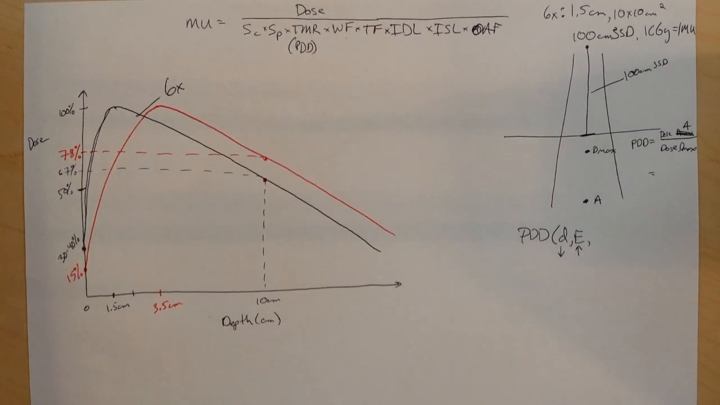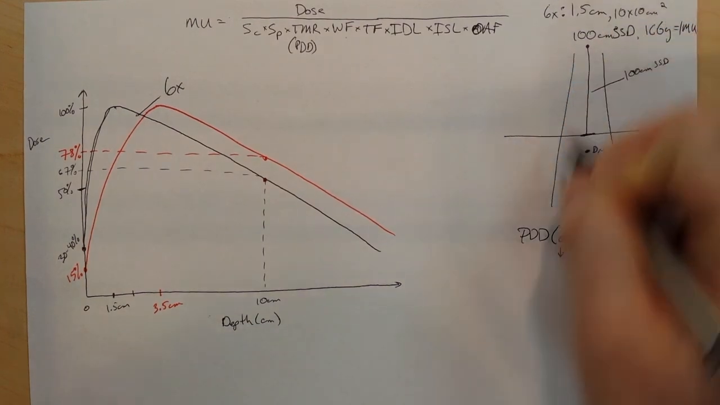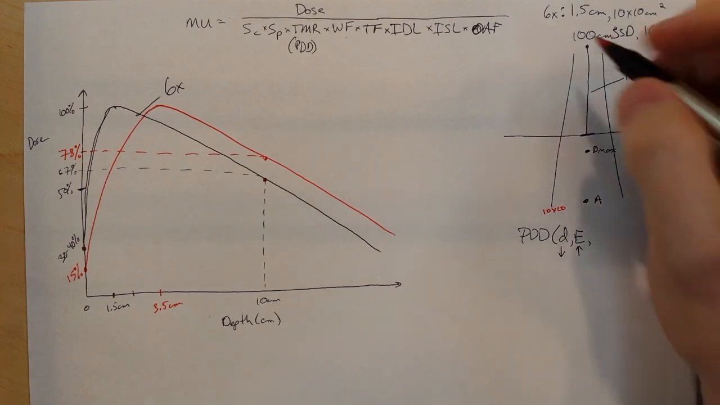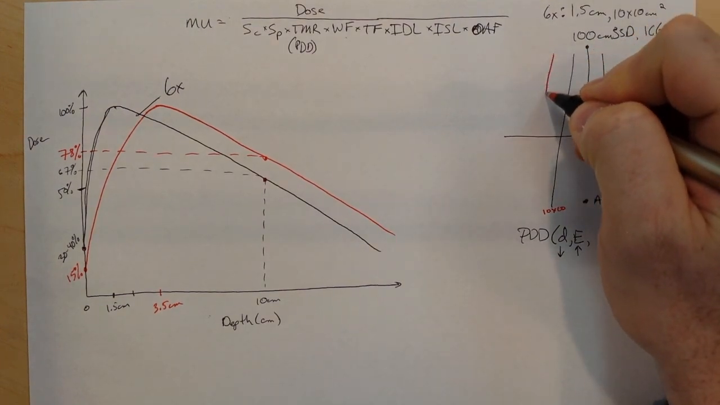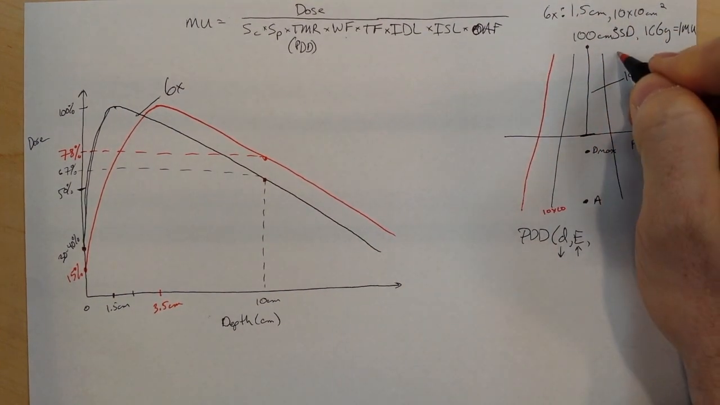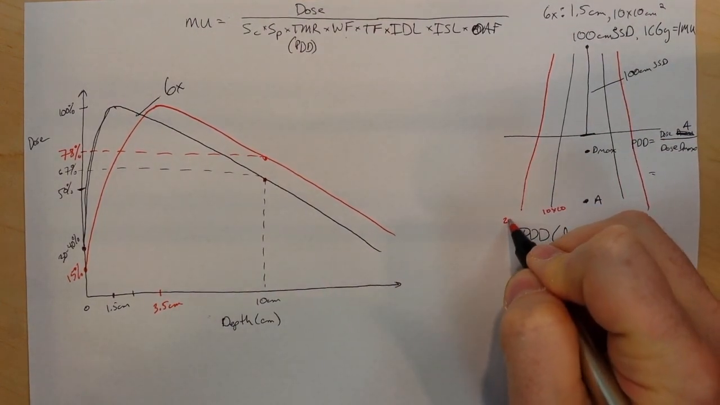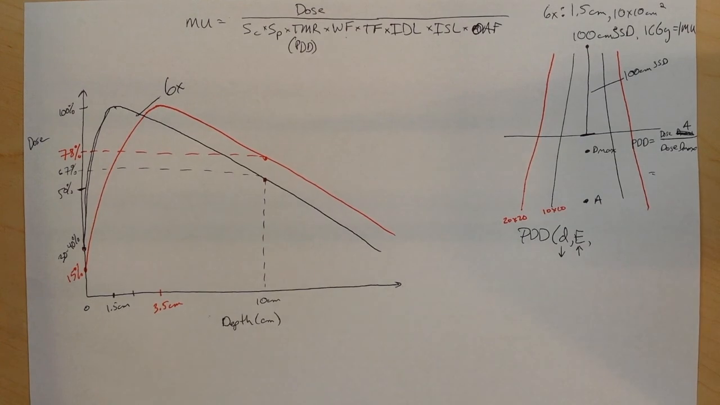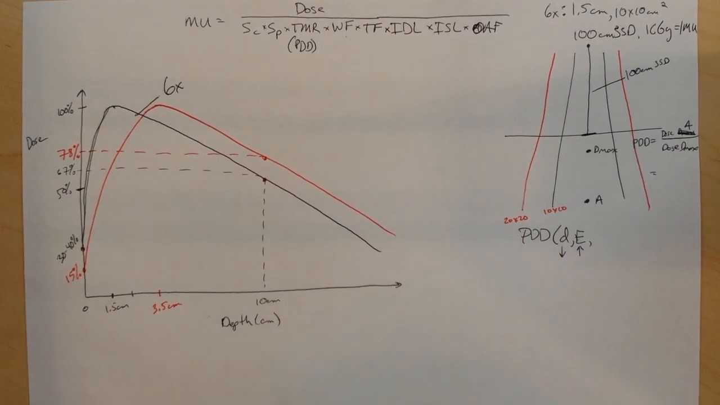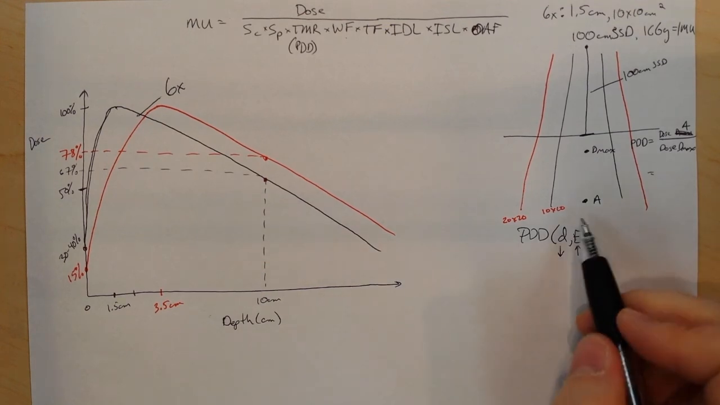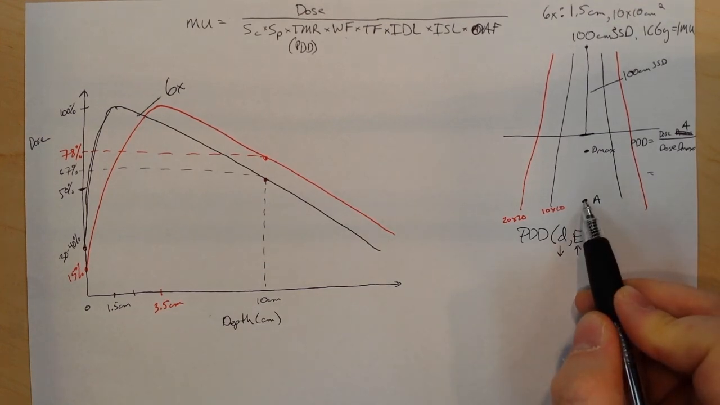What happens if I change the field size? Now, instead of a 10 by 10 field size, I have a larger field size, and we'll call it 20 by 20. So I've increased the field size from 10 by 10 to 20 by 20. Well, what happens to my percent depth dose? Well, what happens to the dose at point A?